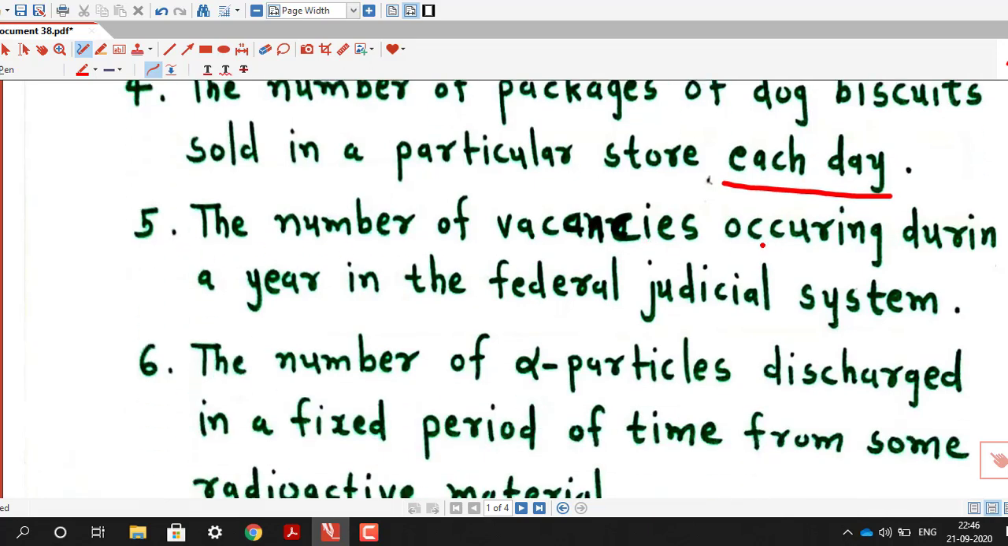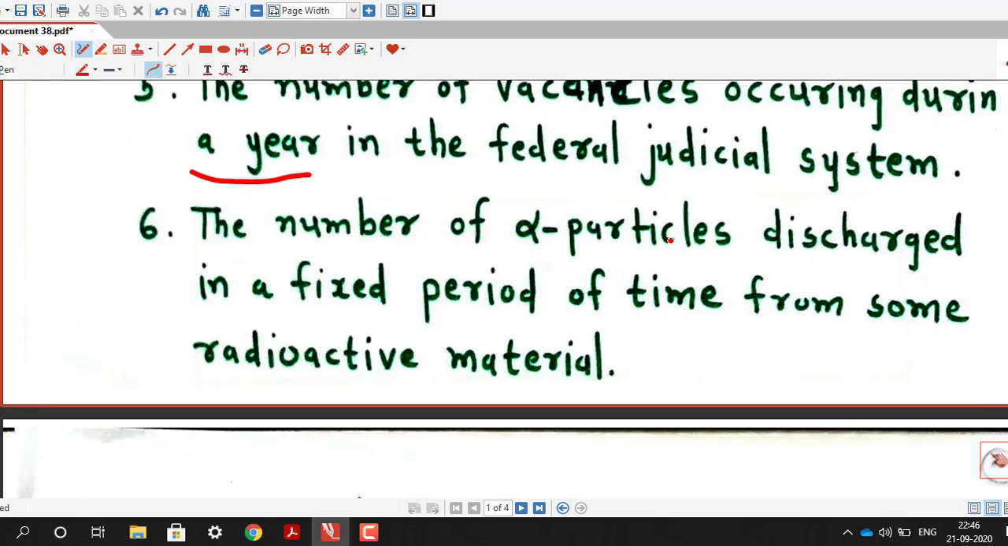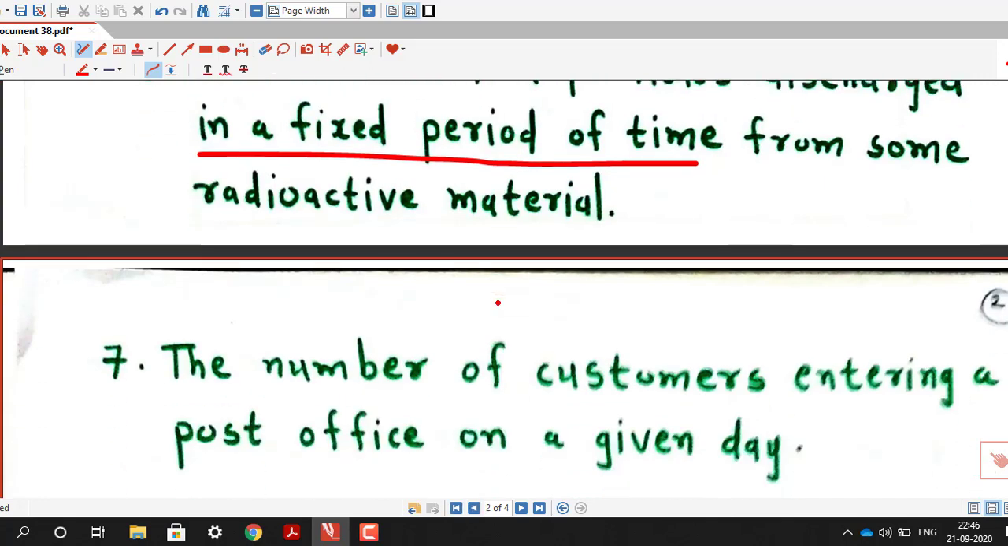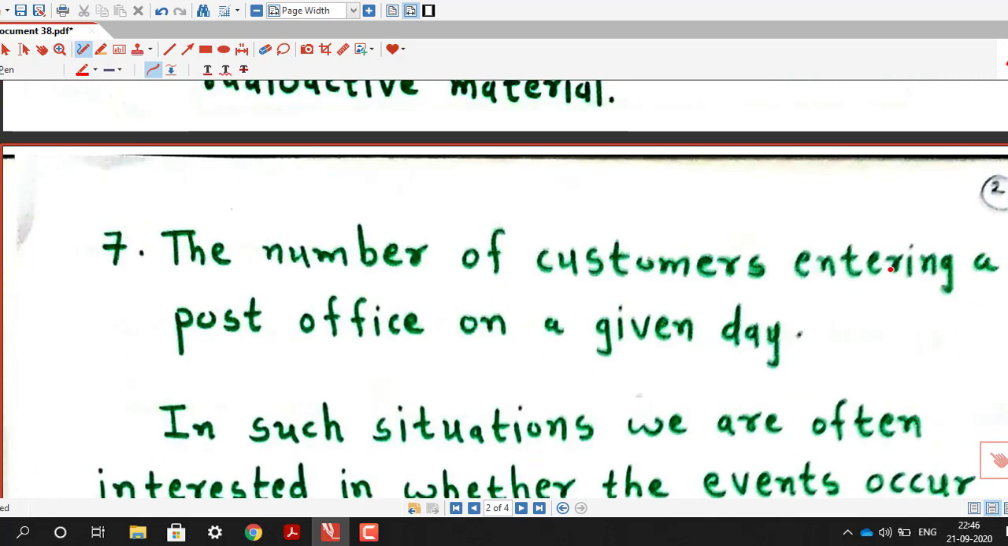The number of vacancies occurring during a year in the federal judicial system. So this is also an example of the number of events in an interval of time. Here time is measured in years. The number of alpha particles discharged in a fixed period of time from some radioactive material. So here also we are interested in the number of events in an interval of time. The number of customers entering a post office on a given day.